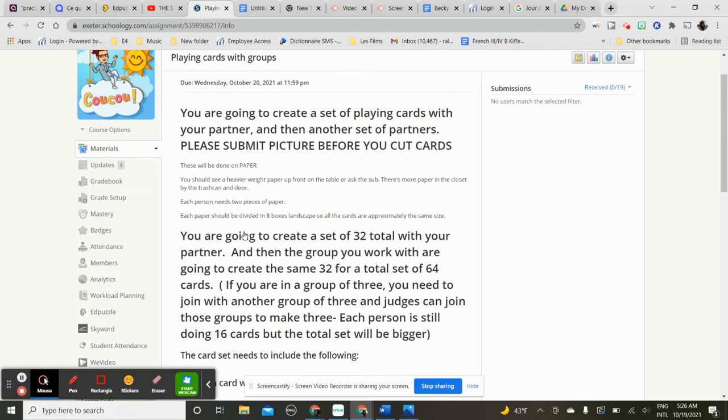You want to have a piece that's 8.5 by 11, which is the normal size for a piece of paper, like a printer sheet. But you want to try to get something that's a little bit heavier. And I'm pretty sure I have that in the classroom. If you can't do that, you can always use a regular piece of paper, and you can glue it onto another piece of paper to make it heavier.